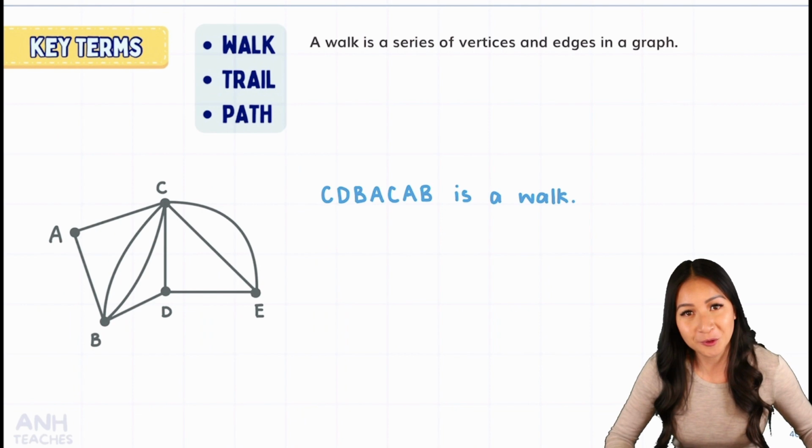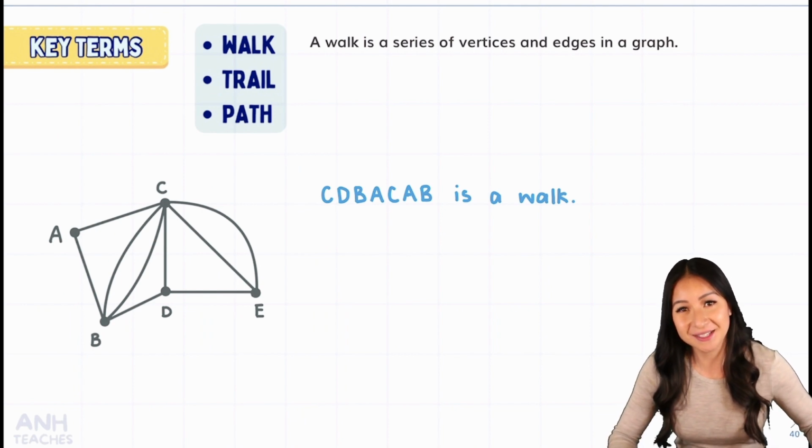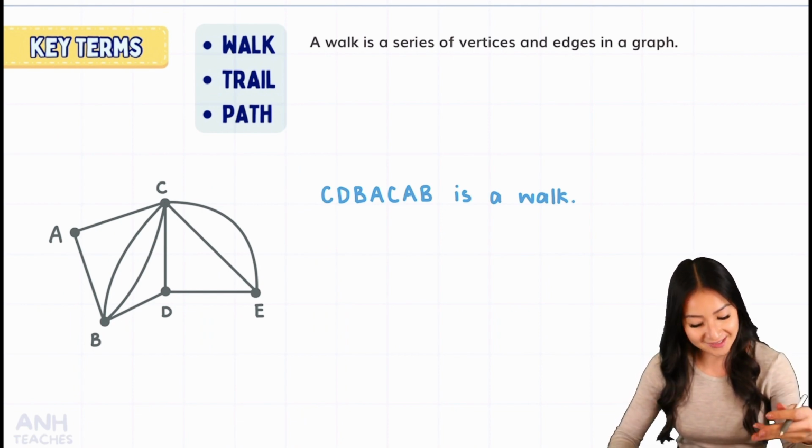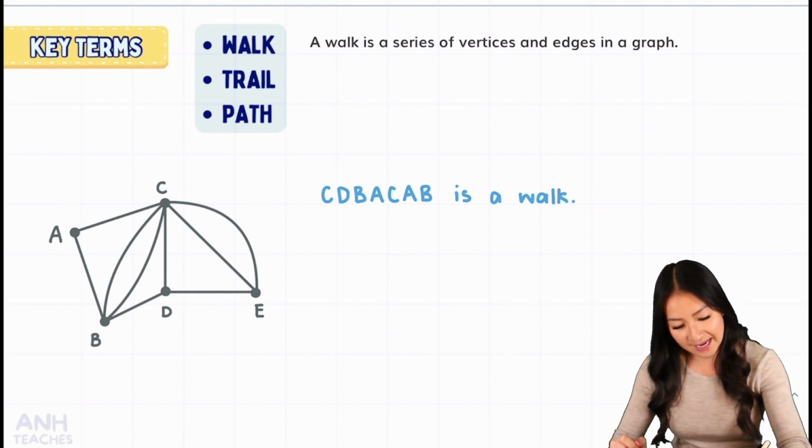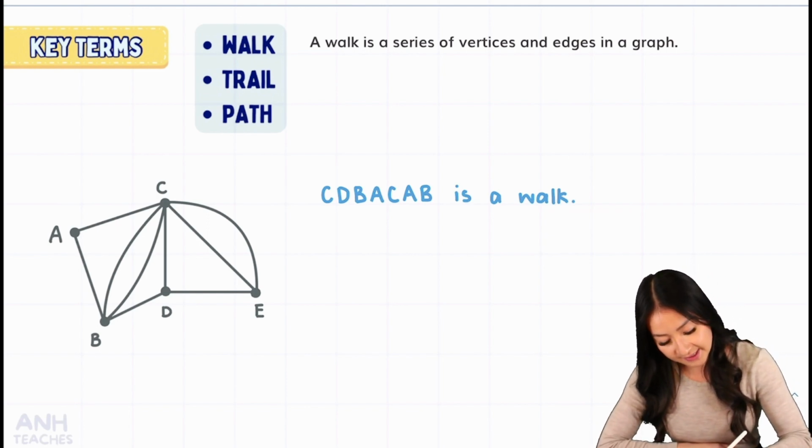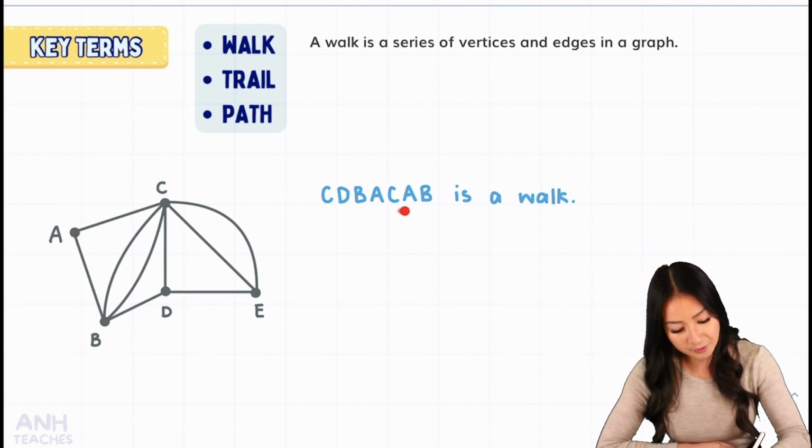Next, we have a walk, which is a connected series of vertices and edges that exist in a graph. So in this example here, I can start at C, travel to D, then to B, A, C, maybe back to A, and back to B. So that is an example of a walk.